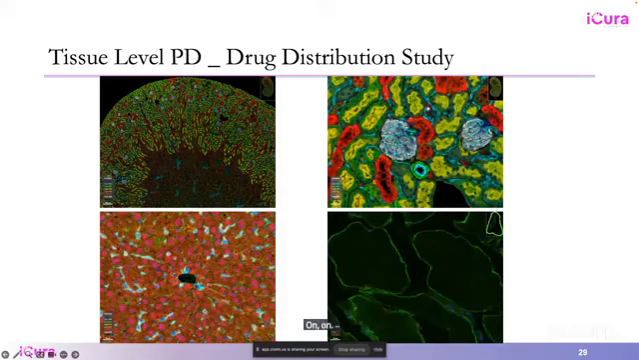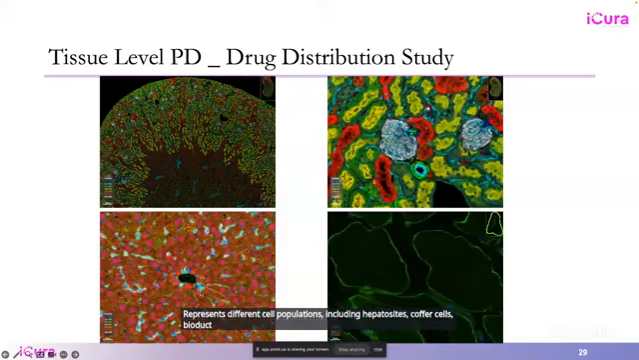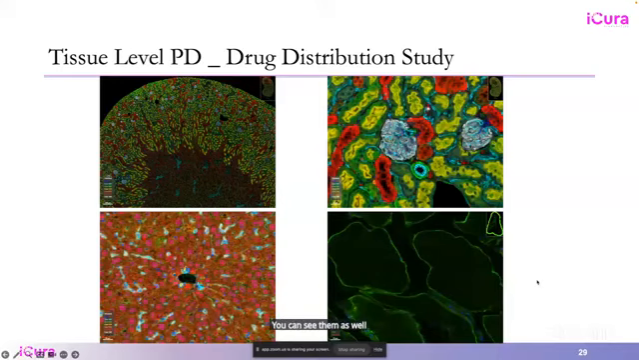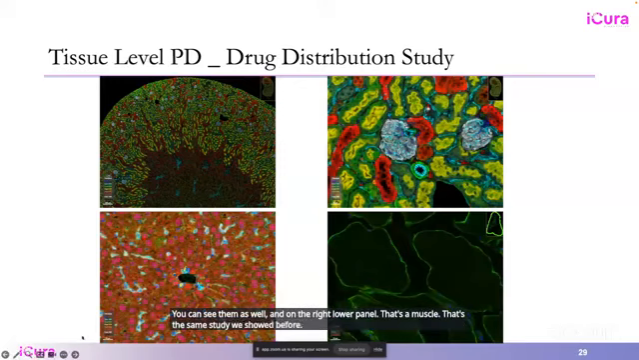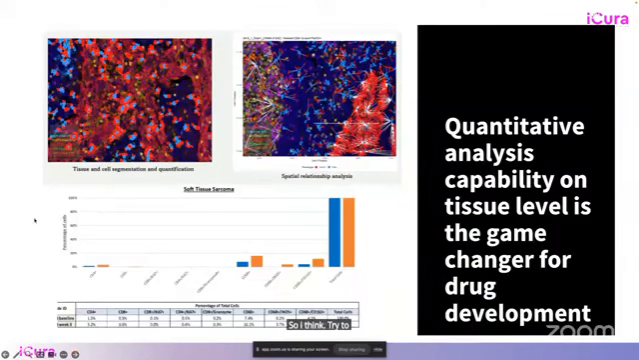And on this left lower panel is a liver section where, again, all these different colors represent different cell populations, including hepatocytes, Kupffer cells, bile duct epithelium, as well as endothelium of the blood vessels. If you have your fluorescence-tagged drugs distributing in there, you can see them as well. And on the right lower panel, that's a muscle. That's the same study we showed before. So I think to save some time, I'll stop here on the multiplex immunofluorescence image.